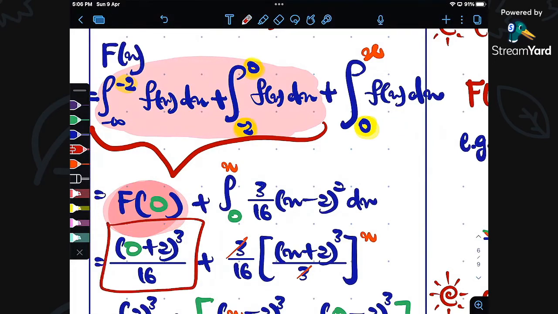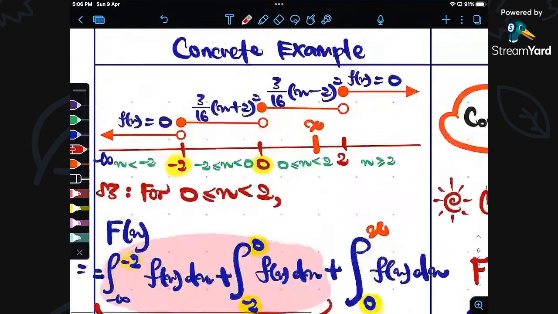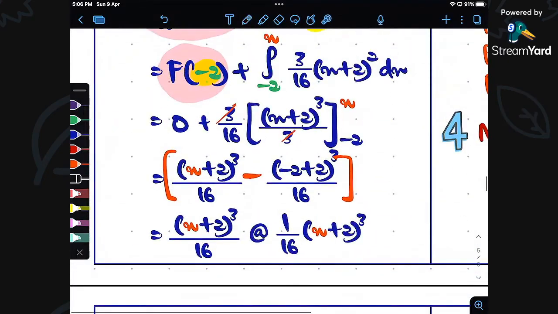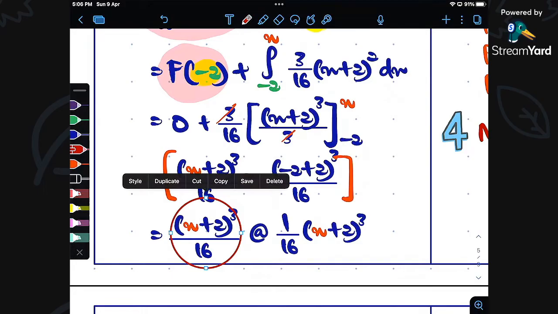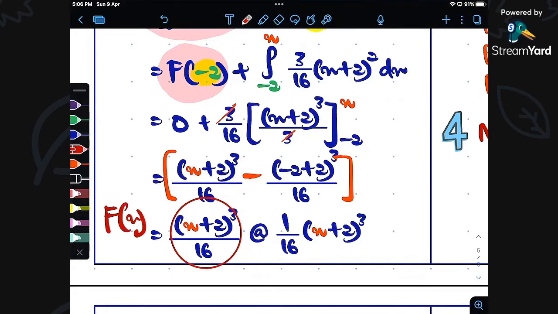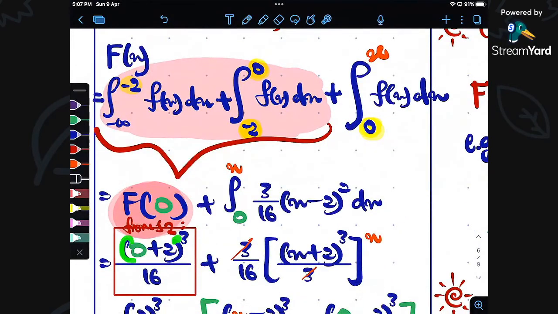This is actually from step number 2. This step number 2 that we found just now is this part. This is step number 2, the answer where it gives you F(x). And right now I want to find F(0), so I just put my 0 into this function. That's why I got here (0 plus 2) the whole thing cubed, divided by 16.